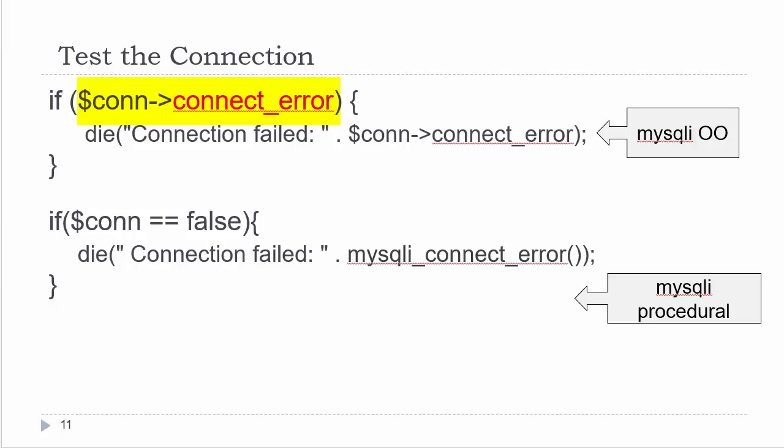How you call a property on a connection object is with this operator, the hyphen and the greater than sign. That is the operator. It's not a dot syntax. And we're looking at the connect_error property. Using the procedural, you would be working with the function, and you could test to see whether it returns true or false.